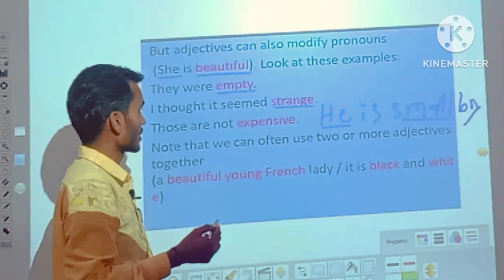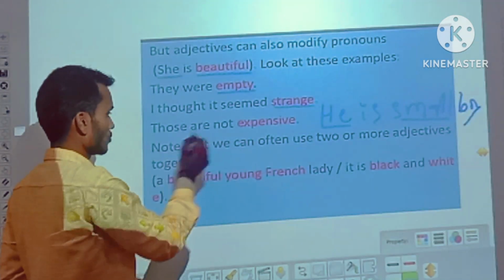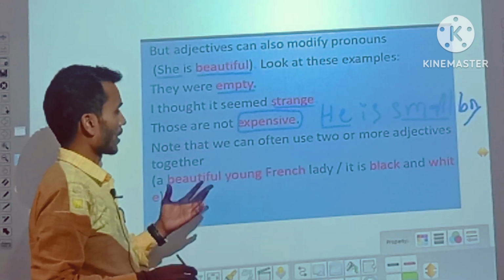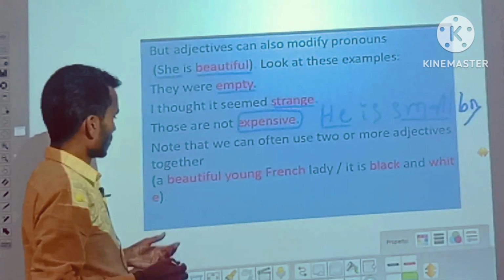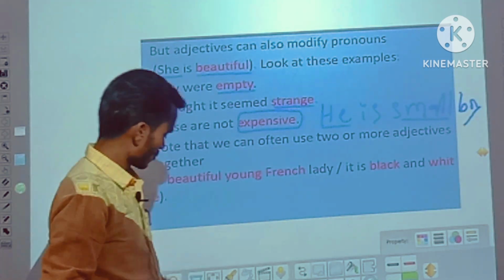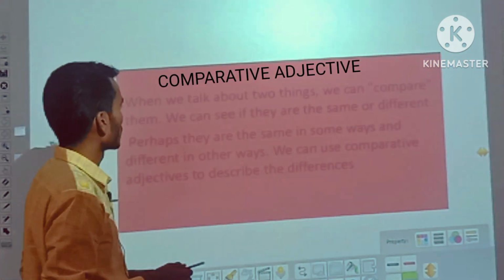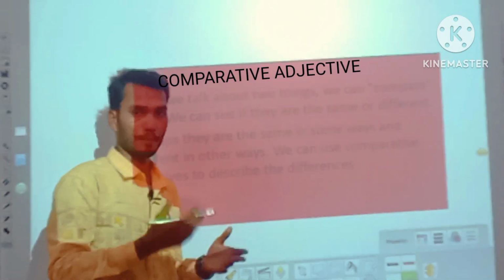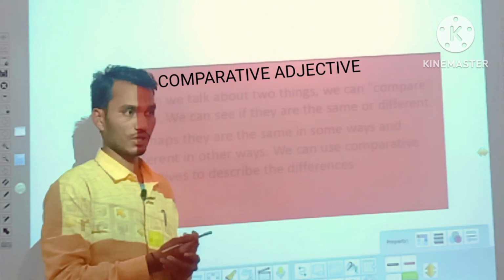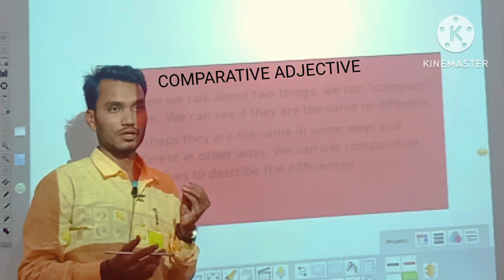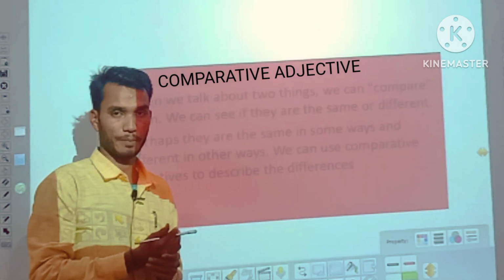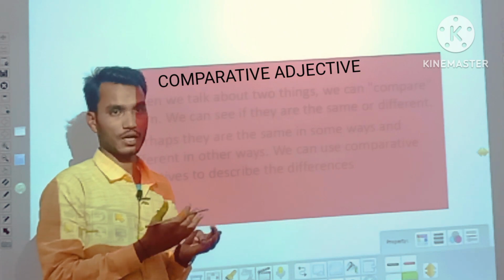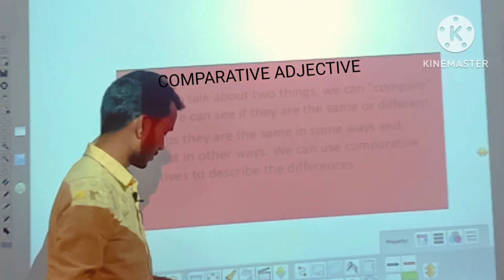Here strange is an adjective. So those are not expensive. Here expensive is an adjective, right? So we also use adjectives in comparative degrees. You might have heard of the degrees of comparison in English grammar. There are mainly three types of degrees of comparison in English grammar. What are those? We have positive degree, comparative degree, and superlative degree.